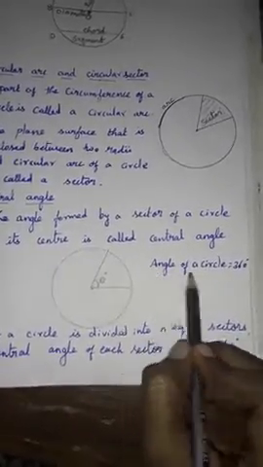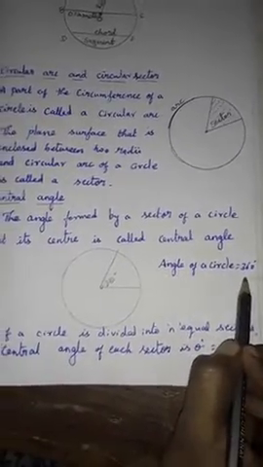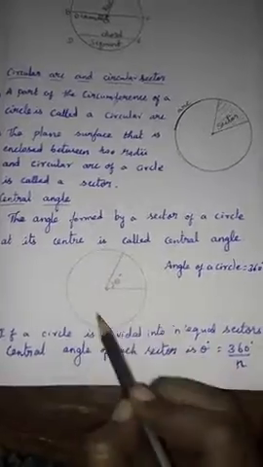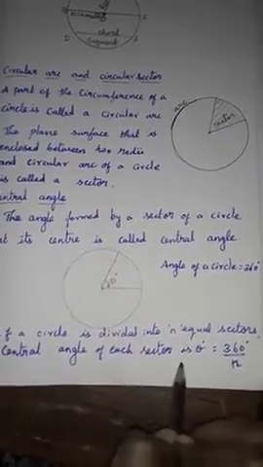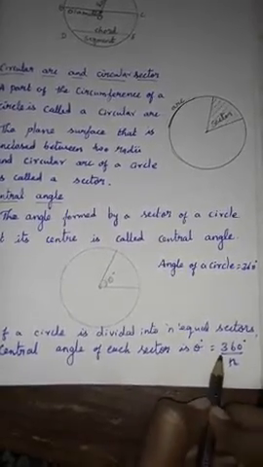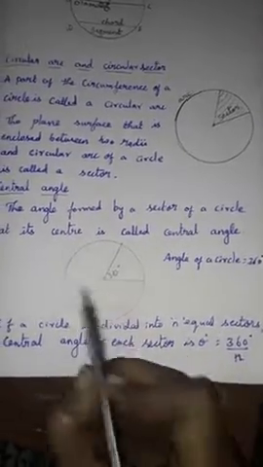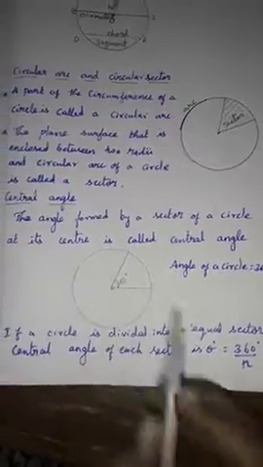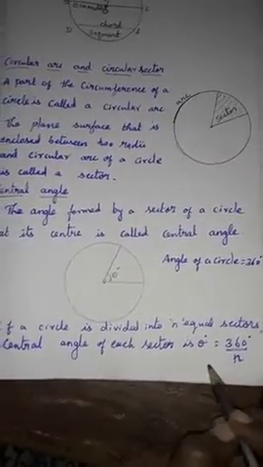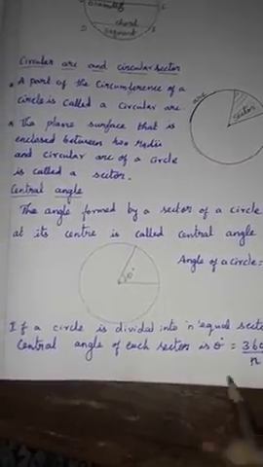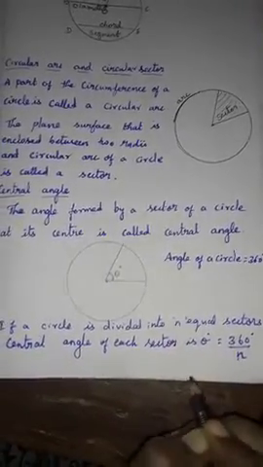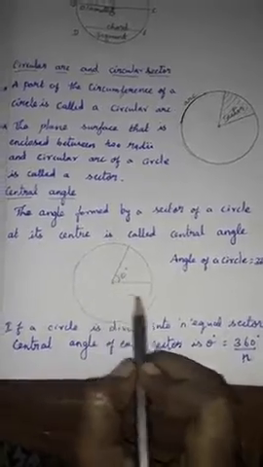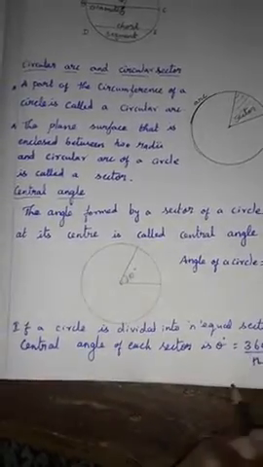We know that the angle of a circle is 360 degrees. If the circle is divided into n equal parts, then the central angle of each sector is theta equal to 360 by n. That is, if the circle is divided into two parts, then the central angle is theta equal to 360 by 2. If it is divided into 4 parts, theta equal to 360 by 4. If it is divided into 8 parts, theta equal to 360 by 8.